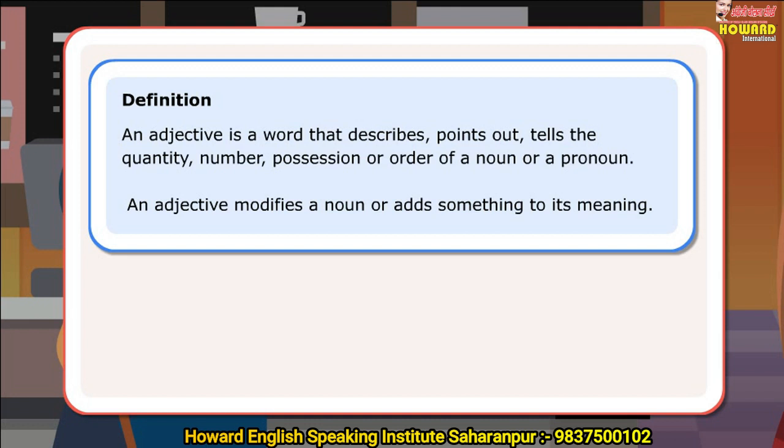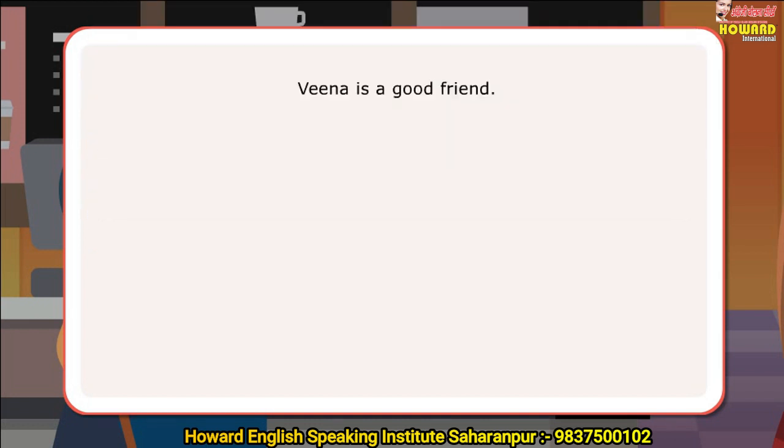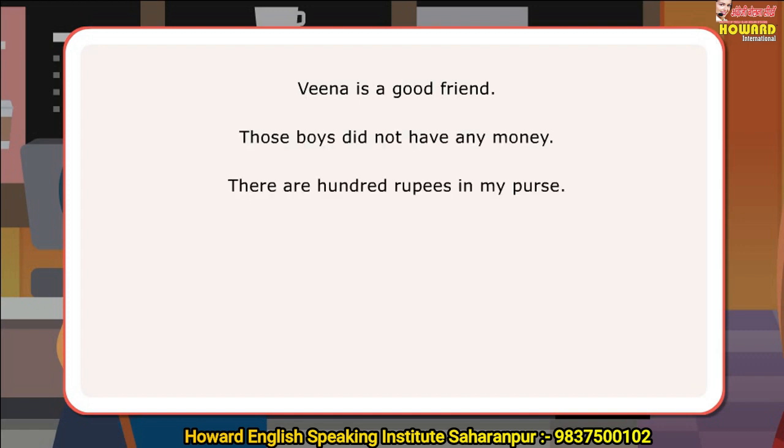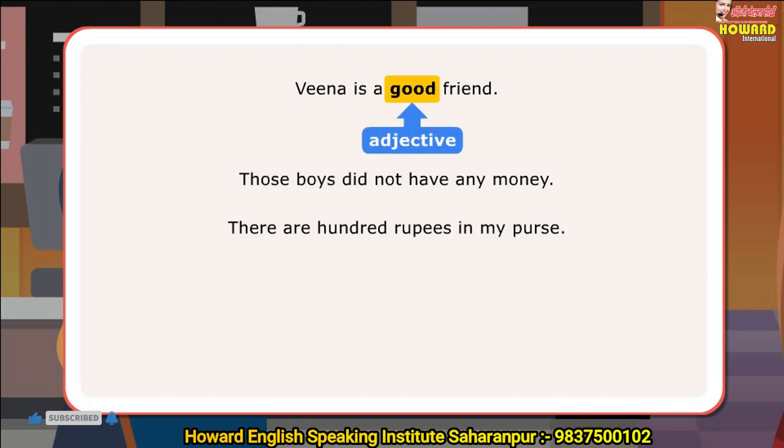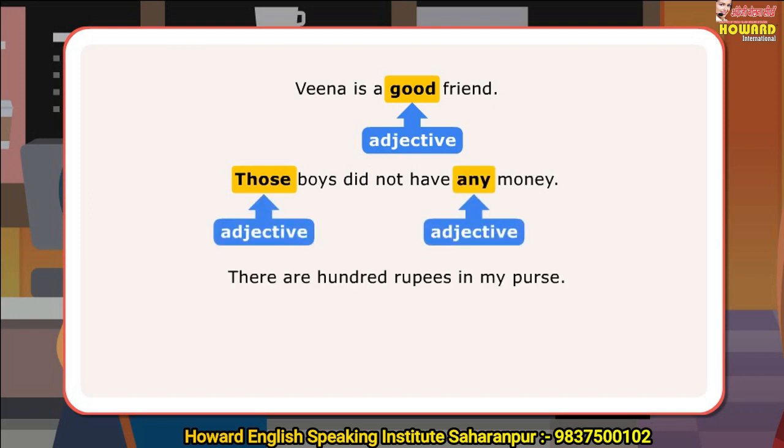Let us look at a few sentences. Veena is a good friend. Those boys did not have any money. There are 100 rupees in my purse. In the first sentence, good is an adjective as it tells Veena's quality. In the next sentence, those and any are adjectives. Those points out which boys are meant and any shows the quantity of money they had.